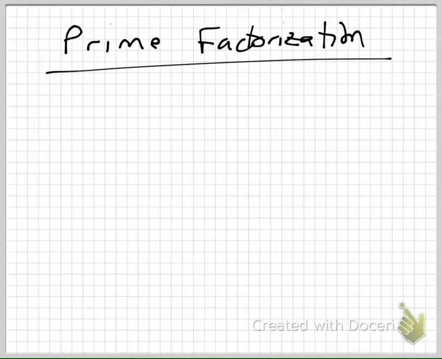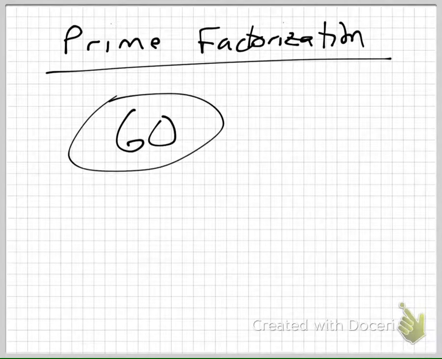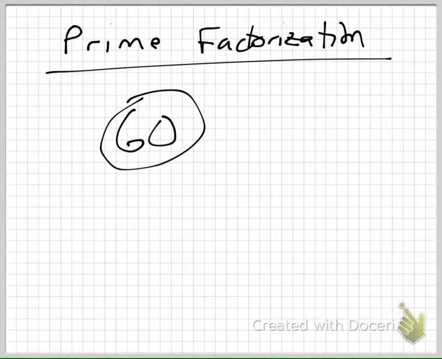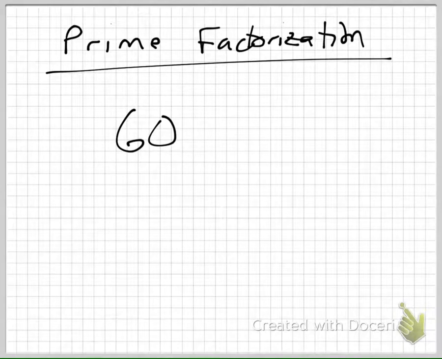Prime factorization. Let me give you an example. Here's the number 60. I'm going to do prime factorization of 60. What that means is this: I need to break 60 down into its prime factors. What are some factors of 60, by the way? 1 and 60, 2 and 30, 3 and 20, 4 and 15, right? There's a lot. I need to break this into its prime factors.